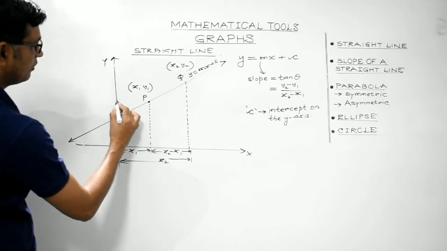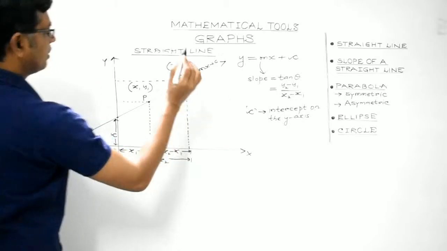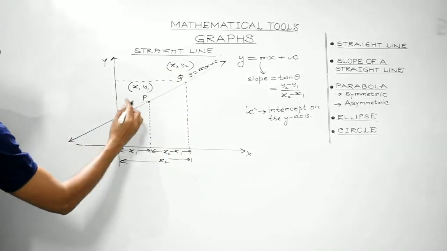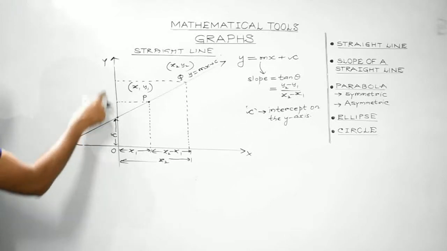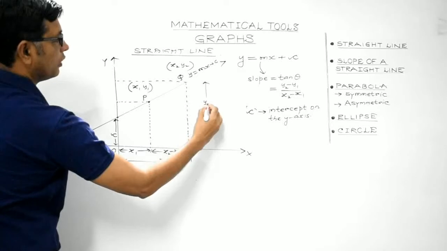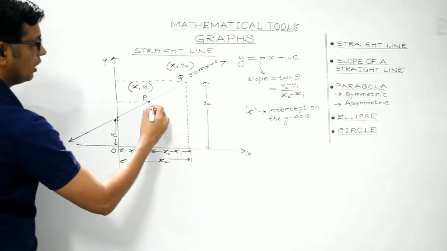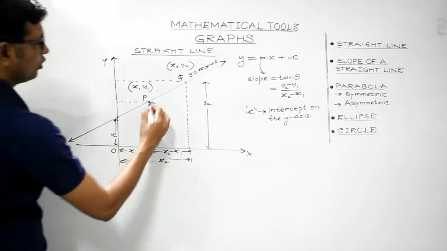Again, drop perpendiculars from P and Q to the y-axis. So you'll get a diagram like this. This is y1 and this is y2. So this distance will be y2, while this distance is y1. Right? So extend this line.